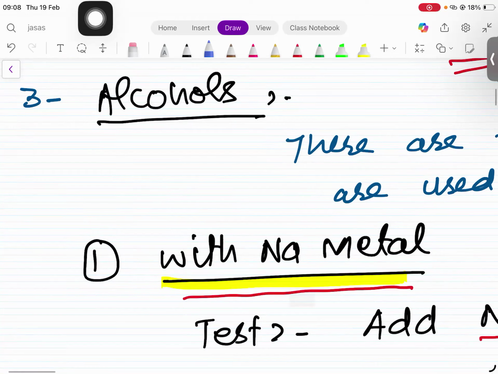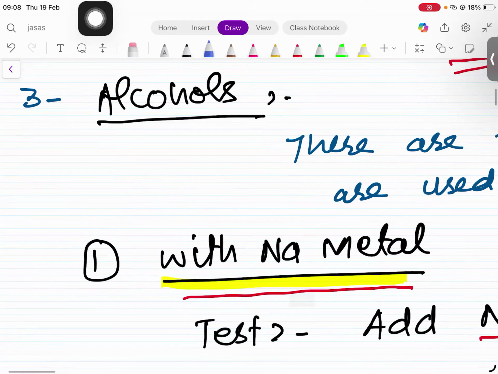Number one, add sodium metal: effervescence. This is the reaction, effervescence because of hydrogen gas. But the confirmatory test is PCl5. If you add PCl5 and steamy fumes are there, that indicates the presence of alcohol, right? So these are the two tests which are used for the presence of the alcohol functional group, and these are the two reactions.